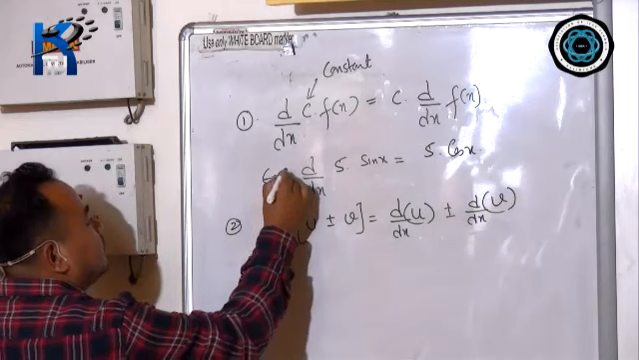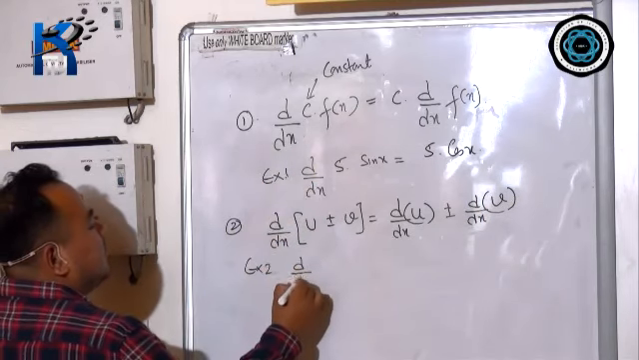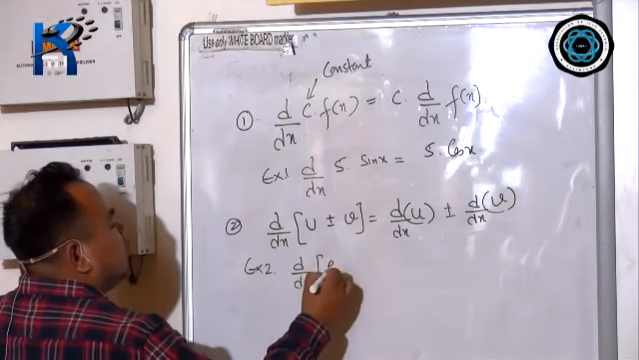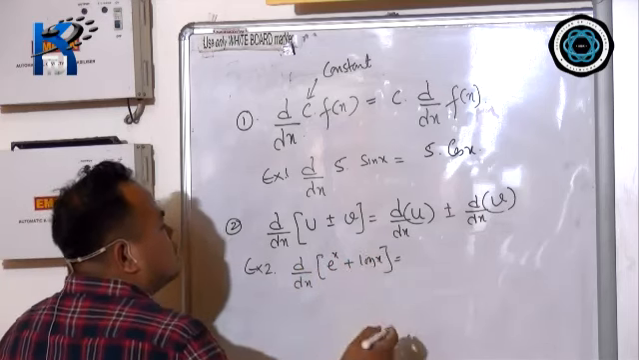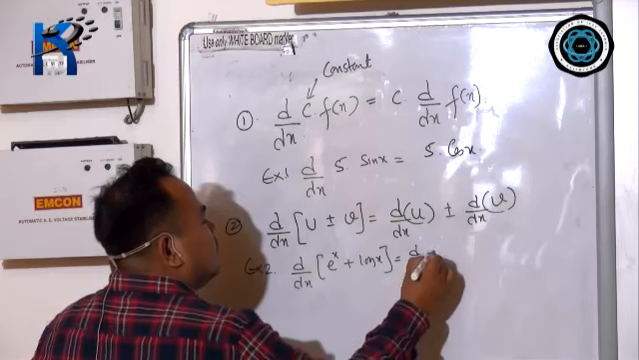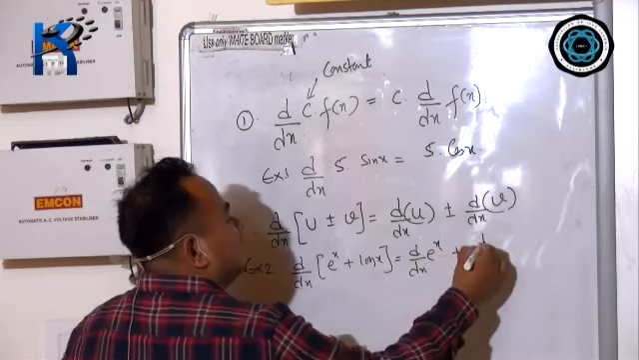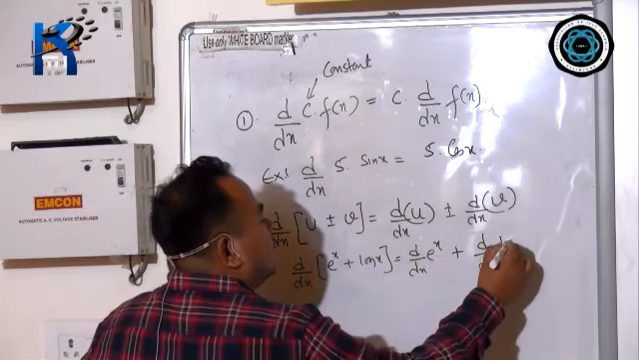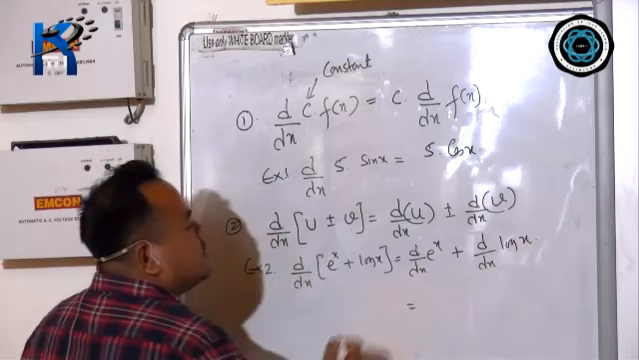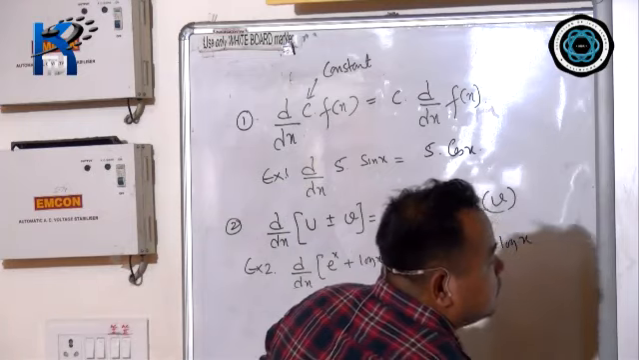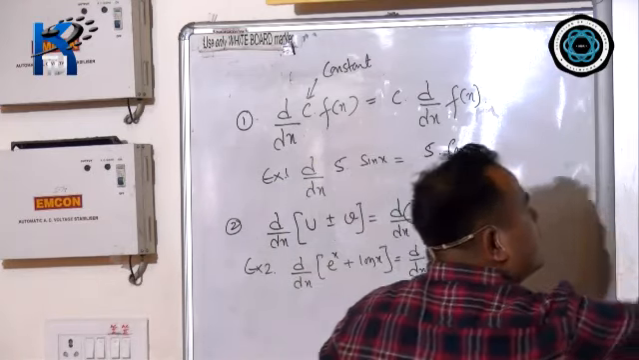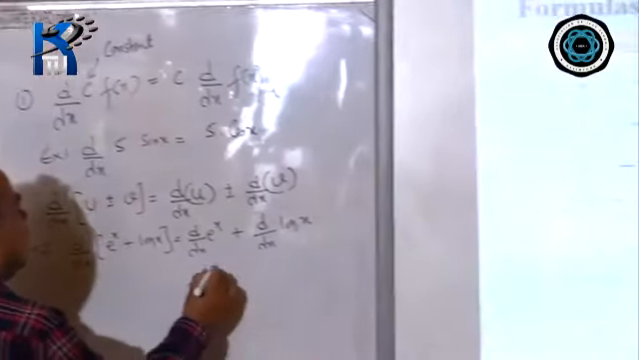Again, one example for you all to understand. d by dx of, let us say, e to the power x plus log x. I have to differentiate this. So differentiation of e to the power x, there's a plus sign, again differentiation of log x. So what's the differentiation of e to the power x? It is e to the power x.